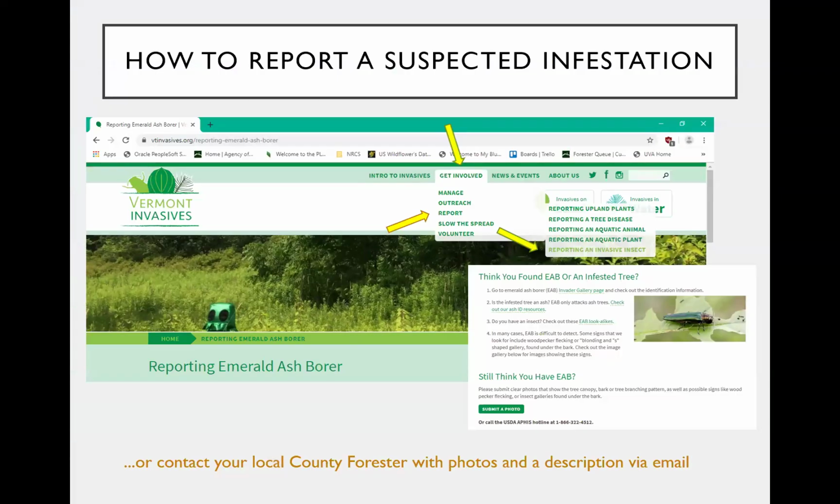So if you have a tree that you suspect is infested with emerald ash borer, we have a page on VT Invasives, or the Vermont Invasives website. You can go to get involved, report, and then reporting invasive insect. That's going to ask for some information there. You can also just email your local county forester with some pictures and a description. Pictures are really helpful when we're identifying emerald ash borer, especially if you can take pictures of some of those telltale signs.